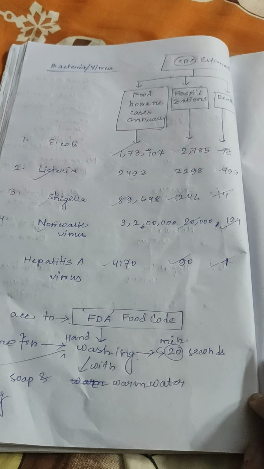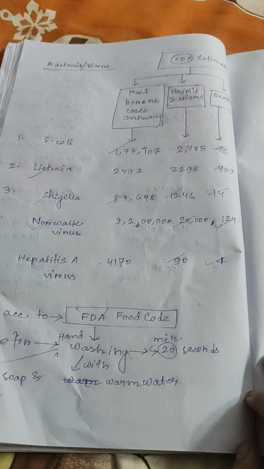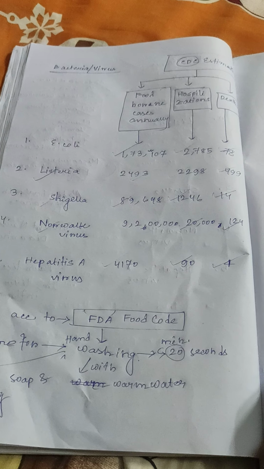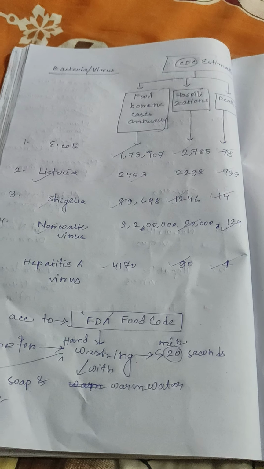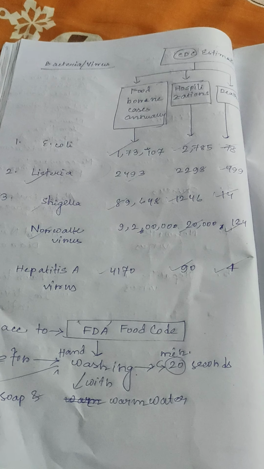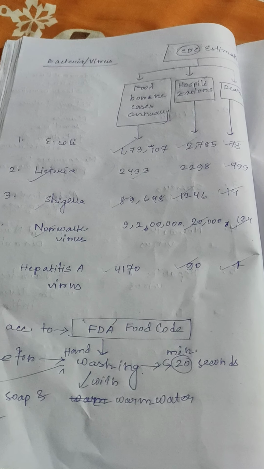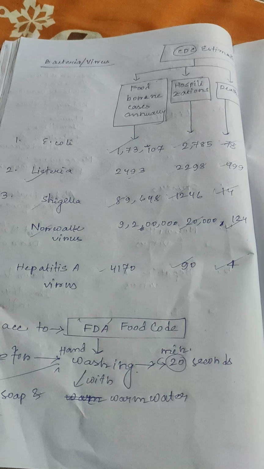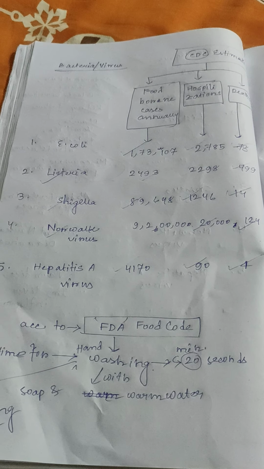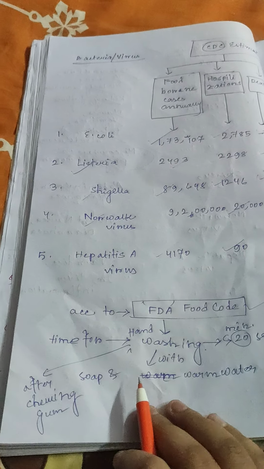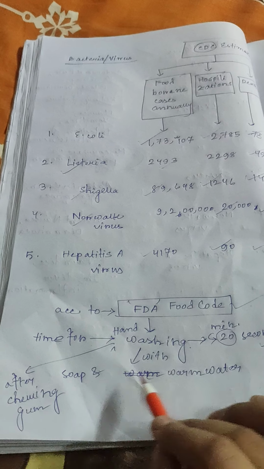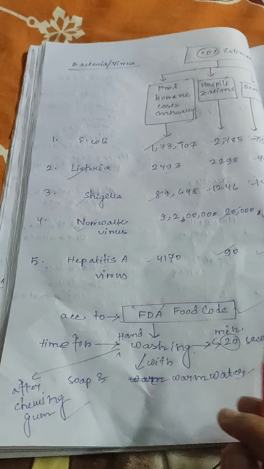So the maximum is in the case of Norwalk virus, that is 9 crore 2 lakh cases, hospitalizations 20,000 and deaths 124. The highest deaths are in the case of listeria and the lowest deaths in the case of hepatitis A virus. So E. coli deaths are 78, listeria deaths 499, Shigella deaths 14, Norwalk virus deaths 124 and hepatitis A virus deaths 4. According to the FDA food code, the time for hand washing should be a minimum of 20 seconds with soap and warm water after chewing gum also.